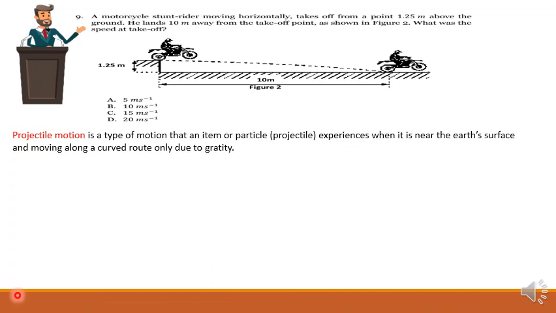Let's analyze the question and start solving. This question has to do with projectile motion. So what is a projectile, or what is projectile motion? Projectile motion is a type of motion that an item or a particle, called a projectile, experiences when it is near the Earth's surface and moving along a curved route only due to gravity. So in projectile motion, the only force acting on the body at that time is the acceleration due to gravity.